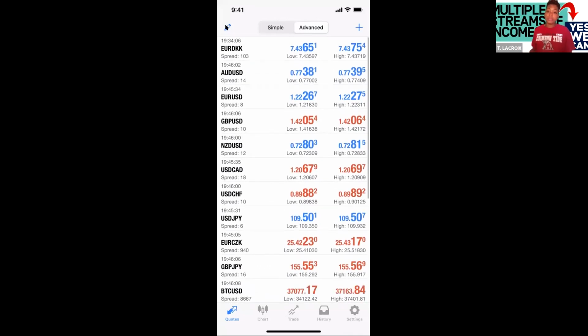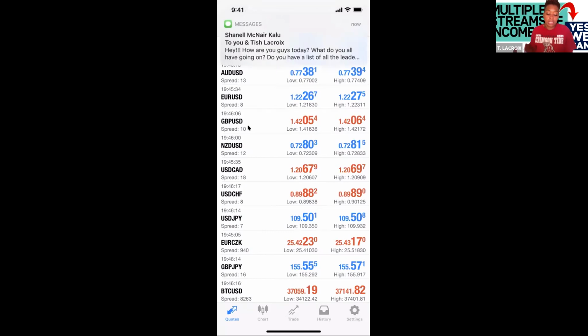Now, where you see this is the pair, AUD USD, Euro USD, GBP USD, all the pairs. I see the price. This is where it's at right now. And the spread. The spread is the difference between this low number and this high number. That's the spread. That's what you're going to pay.